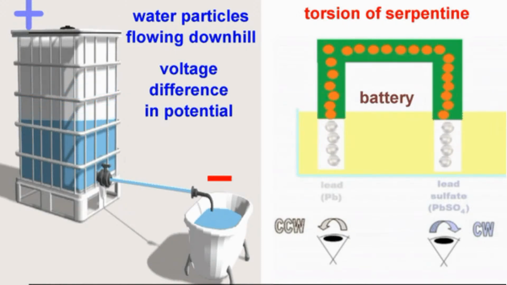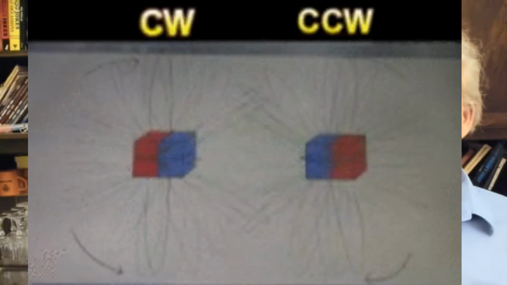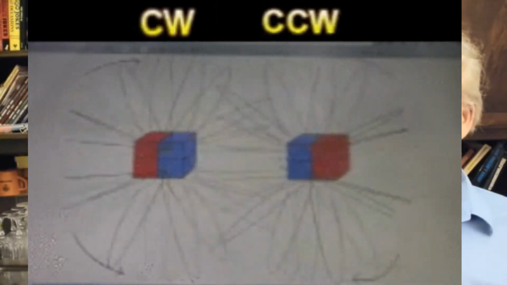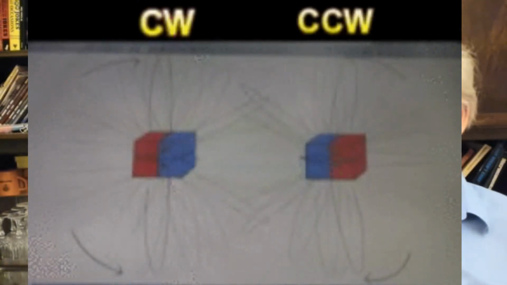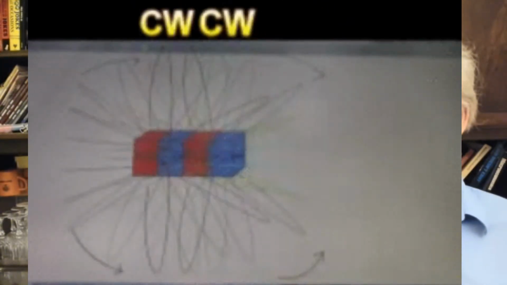And here we have another example, and these are two magnets. Under the rope model, we have just counterclockwise and clockwise. That's it. If it's clockwise against counterclockwise, they repel. And if they're both clockwise at the top, then they attract each other.